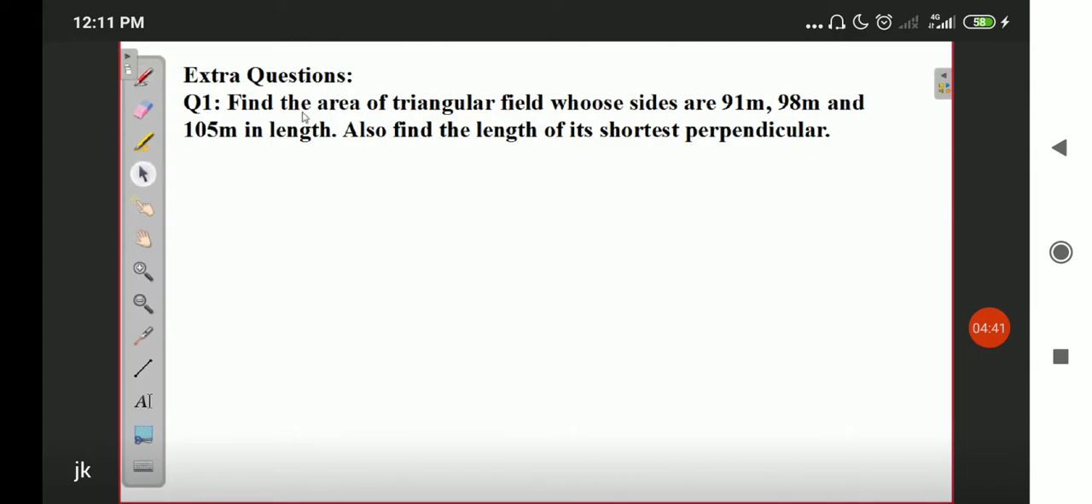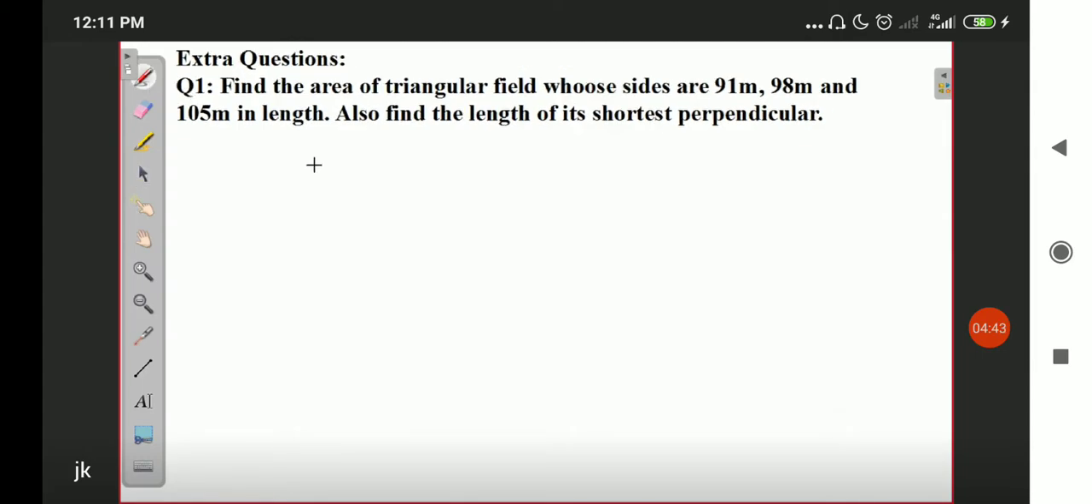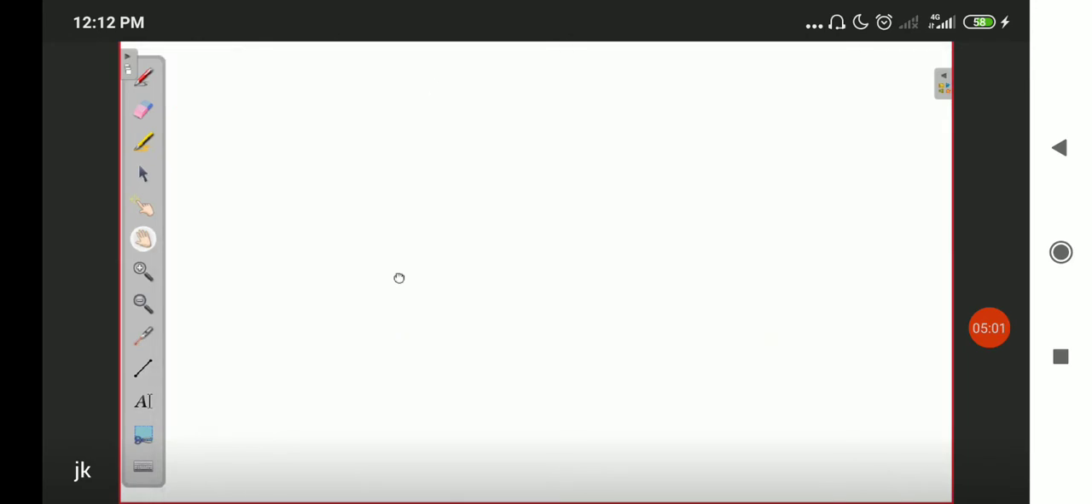Okay, so extra question number 1. What you need to do is about these extra questions: you need to do these extra questions in your homework copy. Kindly do all 3 extra questions in your homework copy as well. Before starting the extra question, let me talk about something with you. Let us talk about the concept that we are going to use in these questions.